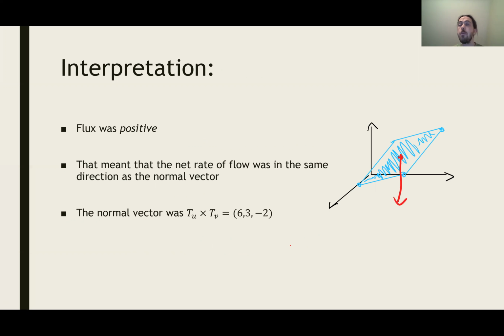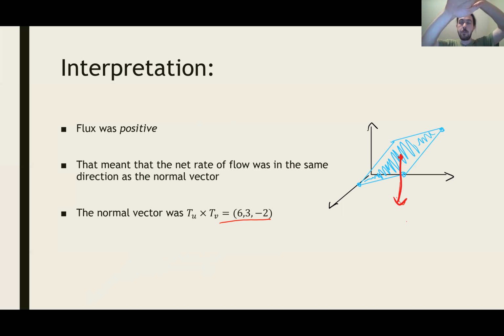Now we have to interpret it. We got a positive flux, and so we have to know which direction that is flowing through this surface. If we look at this picture, it's giving us a picture of a kind of parallelogram that's leaning out of the screen towards us. And the normal vector, (6, 3, -2), kind of points downward, outward from the screen towards us in our direction. And so that's telling us that the net flux is coming out that way.